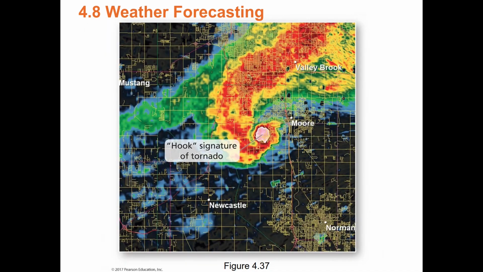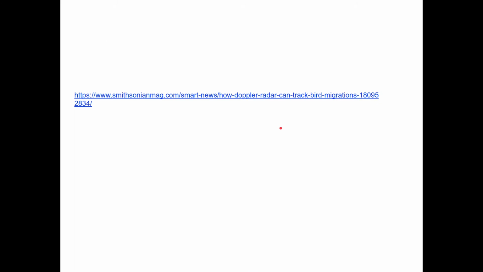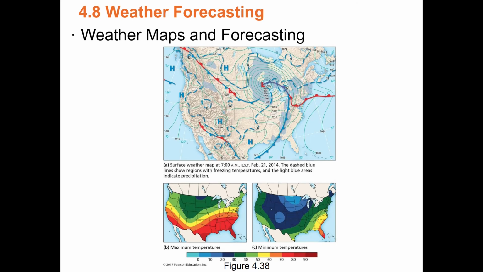Weather computers. This is Doppler radar of the tornado that took out Moore, Oklahoma. You can see it's got this comma shape, the distinctive hook signature of a tornado. Here's an article about how they can use Doppler to track birds.